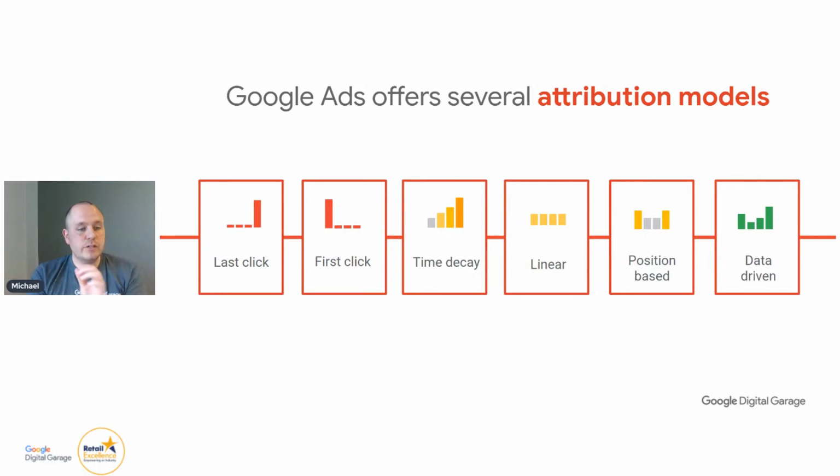And finally, data-driven. This is one of the exciting ones. It distributes credit for the conversion based on your past data for this conversion action, and it's different from all of the other models, because it uses all of your account's data to calculate the actual contribution of every interaction across the conversion path. This is only available to certain accounts with enough data, which we'll touch on in a moment.